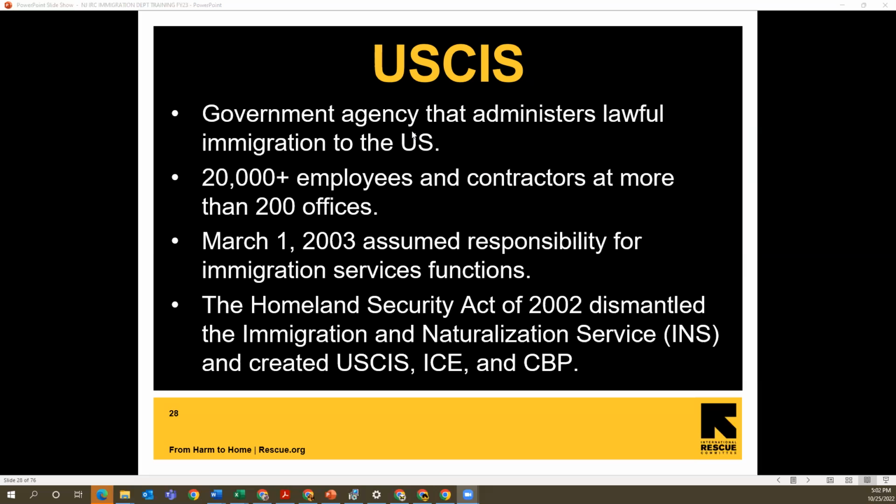USCIS is a government agency that administers lawful immigration to the US. They have about 20,000 employees and contractors at more than 200 different offices. On March 1st, 2003, they assumed responsibility for immigration services and functions. And it was the Homeland Security Act of 2002 that dismantled the previous agency, INS, the Immigration and Naturalization Service. And it created USCIS, ICE, and CBP. So these agencies are relatively new. They have not been around forever.